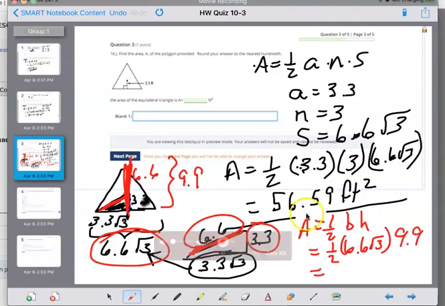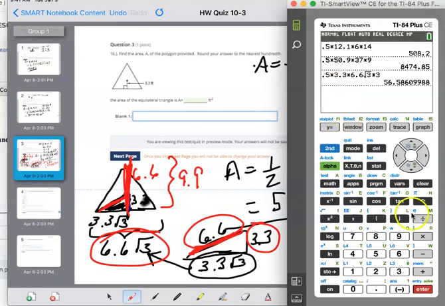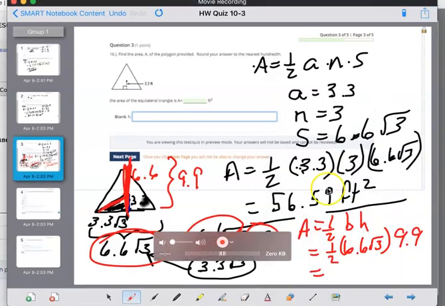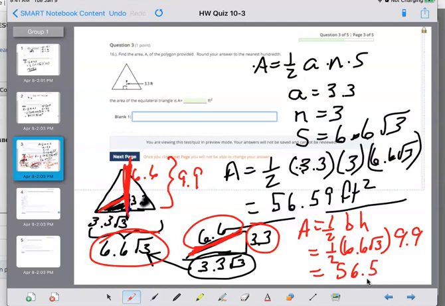I now am going to put these in my calculator, and I have 0.5, the same as 1/2, times 6.6, the square root of 3, times 9.9. And that also returns 56.59. So either way you do it, you still get your answer of 56.59. Okay? And both of them are feet squared.